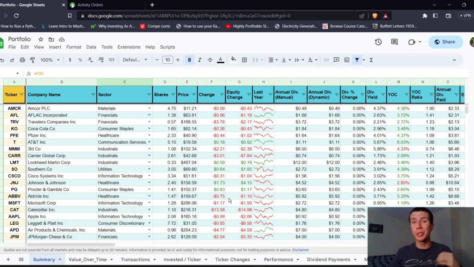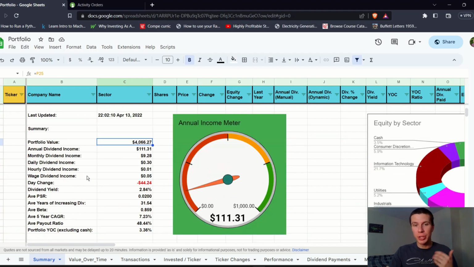So first, we're just going to take a look at the portfolio spreadsheet here, and we actually didn't get any dividend increases this month, which is perfectly fine. I'm sure we'll get some more in the future, but these are all my positions before we import all the transactions, and then my projected income is $111.31 for the year, with a portfolio value just above $4,000.